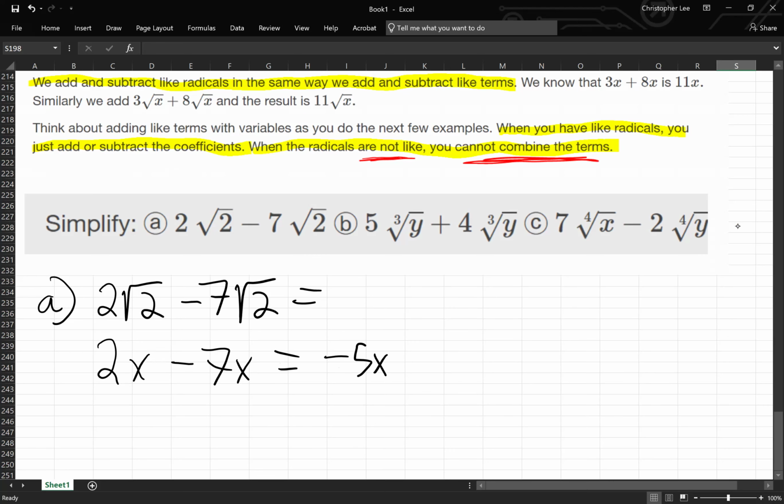Yeah. What is it? Negative 5. Not x, negative 5. What's next to it? Radical 2. That's it. That's the answer. You want to try the next one?